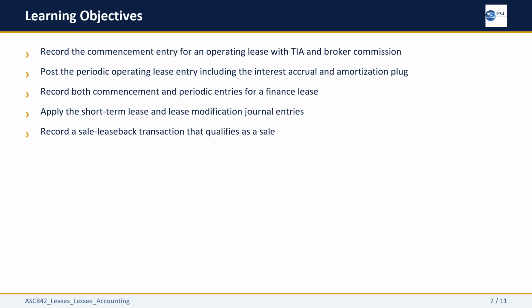You will know the commencement entry for an operating lease, including how TIAs and broker commissions change the opening balances. You will post the two-step periodic operating entry. You will record both commencement and subsequent entries for a finance lease. You will know what the short-term lease entry looks like, which is deliberately simple. You will handle modification entries. And you will work through the sale-leaseback entry with the gain deferral calculation.